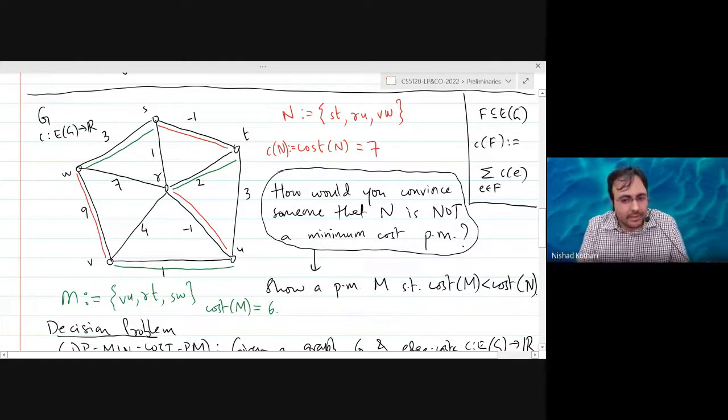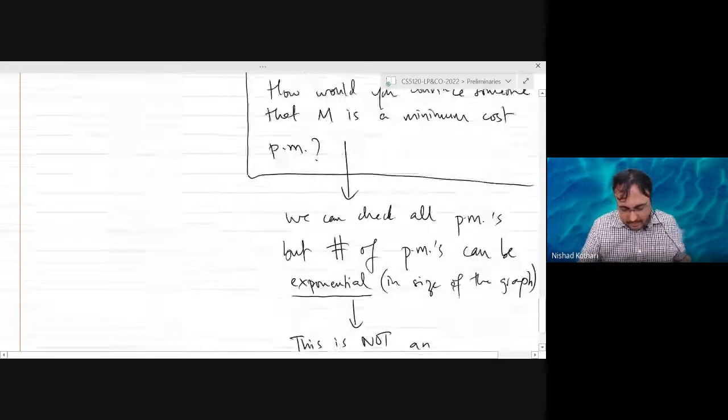Any other questions or concerns? So we are going to continue with this example, and we are going to come back to the NP and co-NP discussion once I have convinced you that this green colored one, M, is indeed a minimum cost perfect matching.